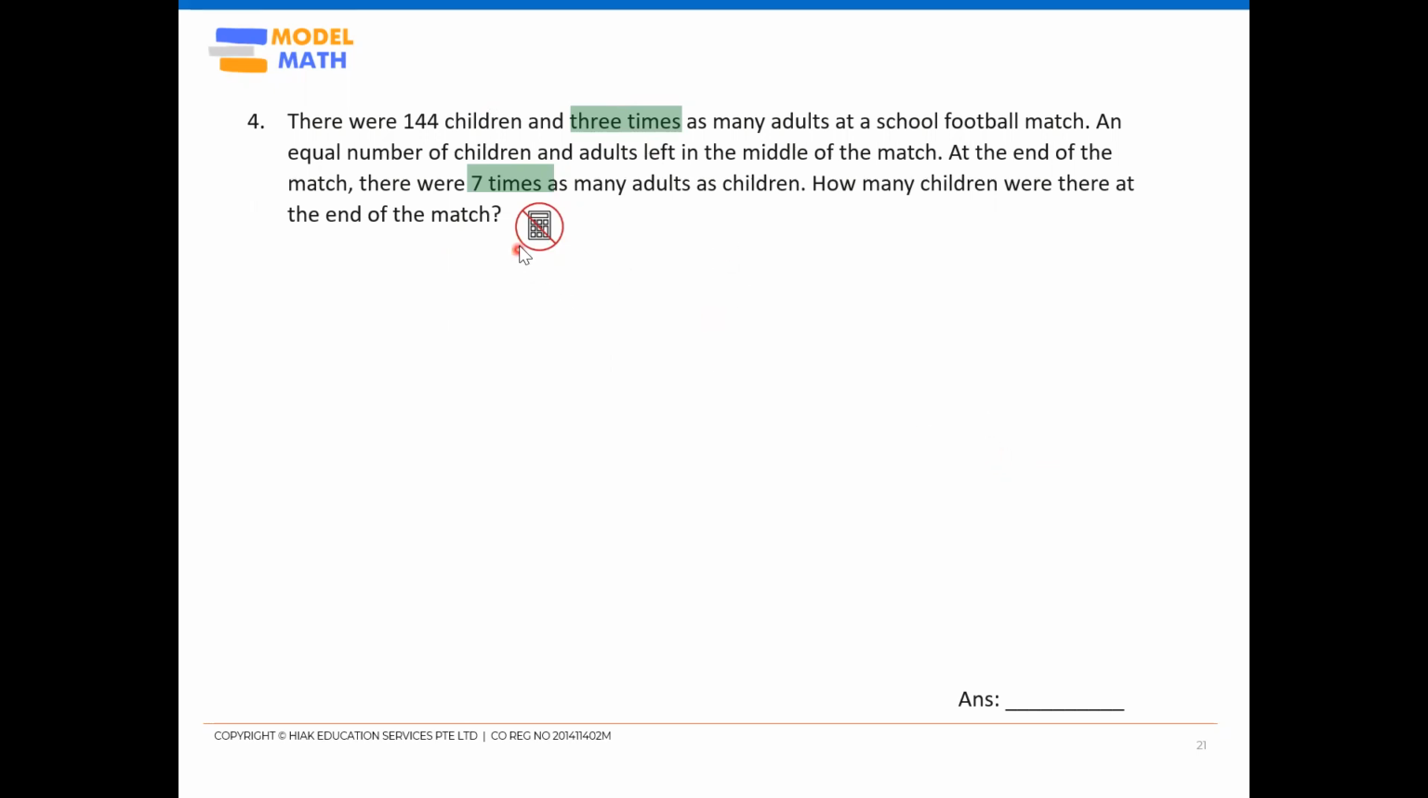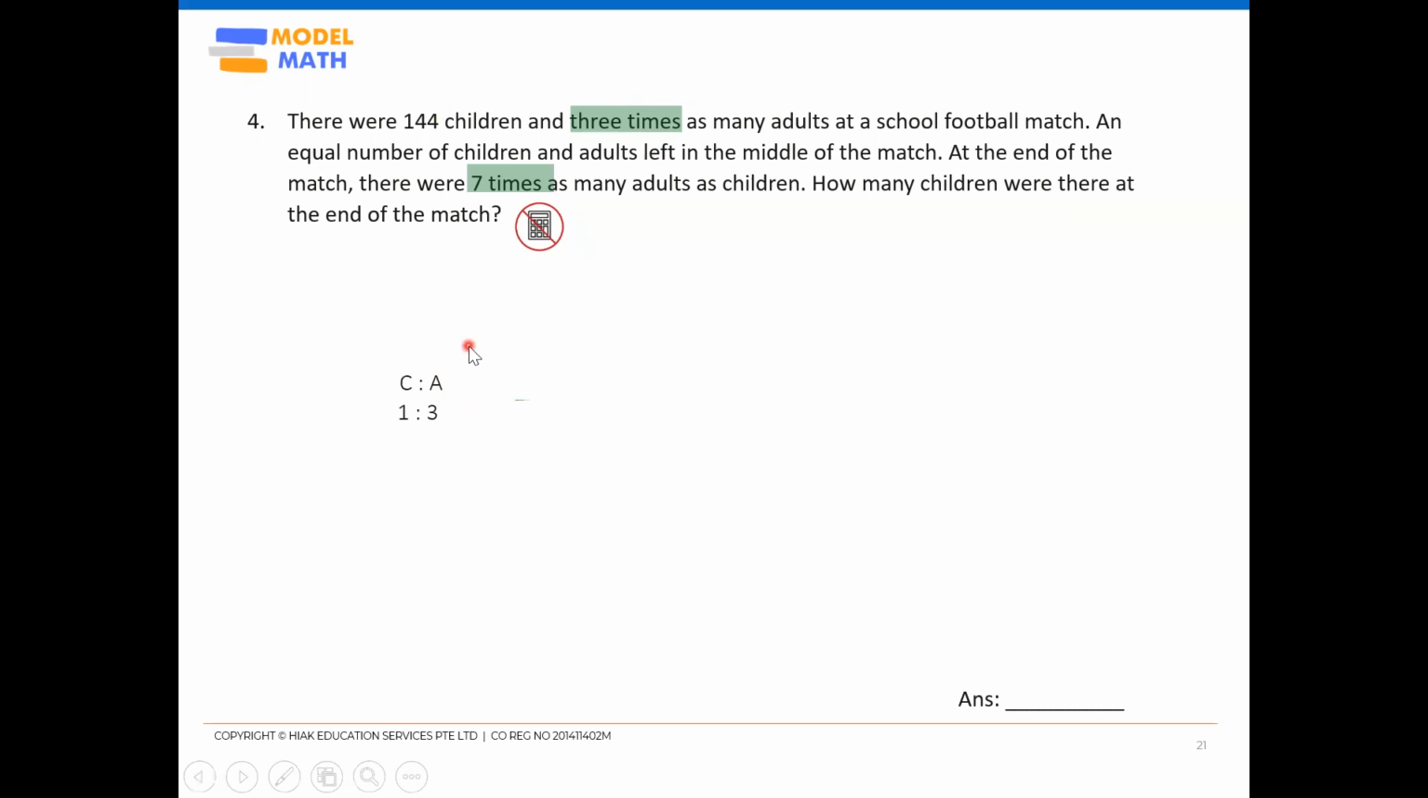Okay, so for now, I will just use the ratio way. So I will not bother about the 144 first. I will just stick with the ratio method. So I'll start off with children to adults ratio. 3 times as many adults. Okay, so that means adults will be 3 units, children will be 1 unit. So 1:3.